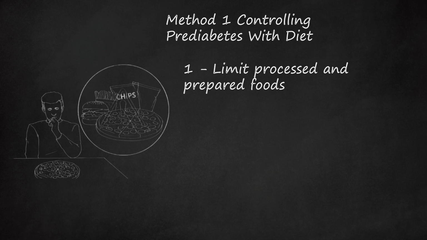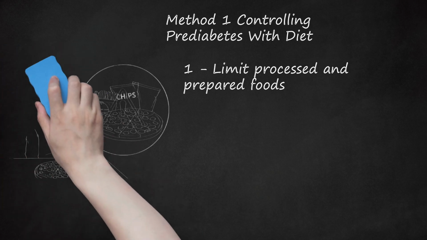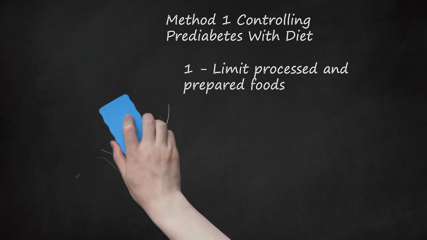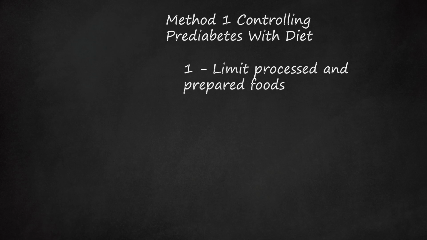Processed foods sometimes contain huge amounts of sugars. For example, 1 teaspoon of sugar is equal to about 4 grams. 1 6-ounce serving of low-fat yogurt has 28 grams, which is 7 teaspoons of sugar in 1 serving of yogurt. 1 tablespoon of pure honey has only 16 grams.